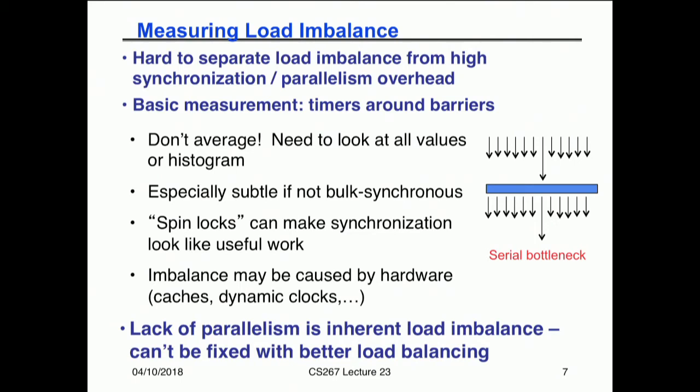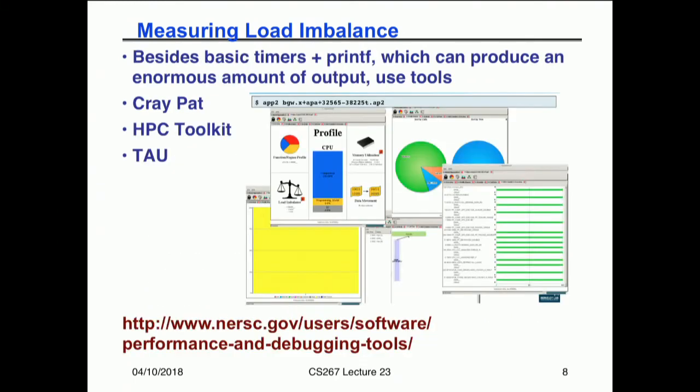And by the way, a load imbalance can be caused, as I said, because you just don't have enough parallelism. If you don't have parallelism, there's no way you can balance the load. But it can also be caused by hardware problems. This is where you will sometimes see little bits of superlinear speedup because of things like cache behaviors, dynamic clocks, or things like that. And so that's something else to look at.